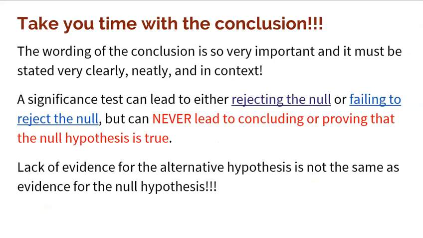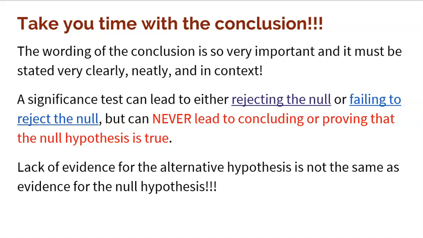So please take your time with this conclusion. It's super important that you get the wording perfect, very clear, very neat, and in context. Okay? A significance test will lead to either rejecting the null or failing to reject the null. Use that language. Never, ever conclude or prove that the null is true. That's not what we're doing here, right? Lack of evidence for the alternative is not the same as evidence for the null, right?